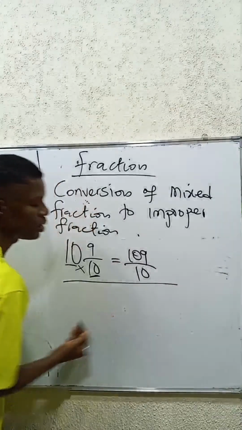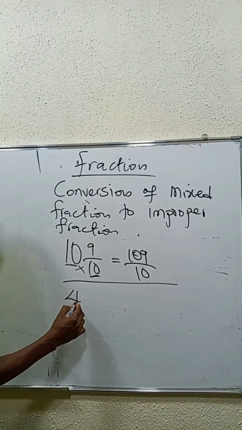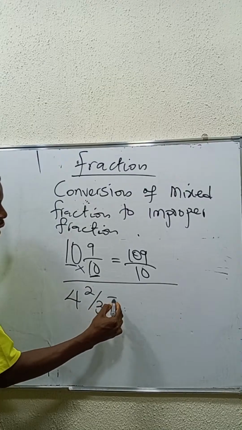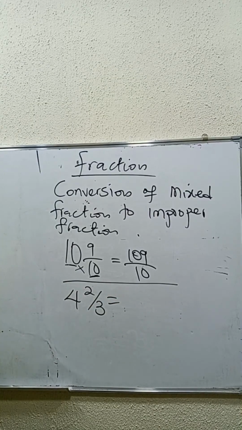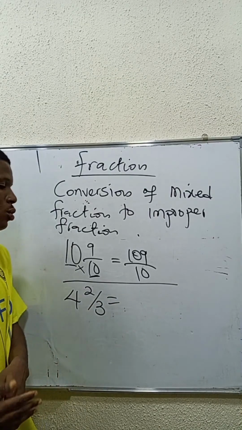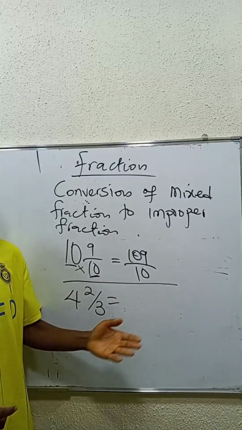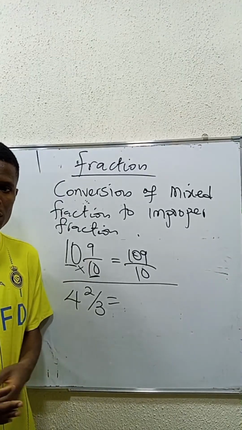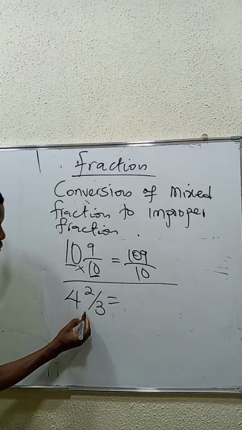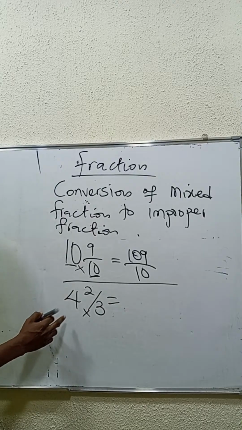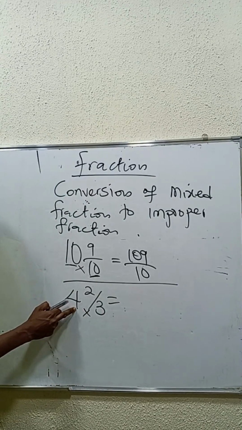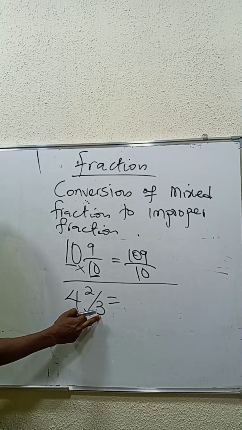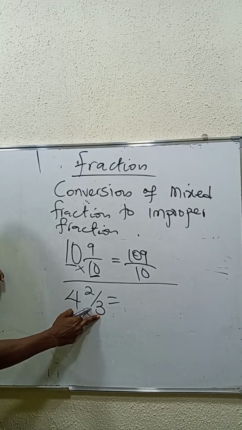Let's look at the next one again. Let's say you are having 4 wholes 2 over 3. And you are trying to convert this particular mixed fraction to what? An improper fraction. To do this, it is very, very simple. You know what to do. All you have to do is to multiply the denominator to the whole. So 4 is the whole, 3 is the denominator. 4 times 3 is 12.